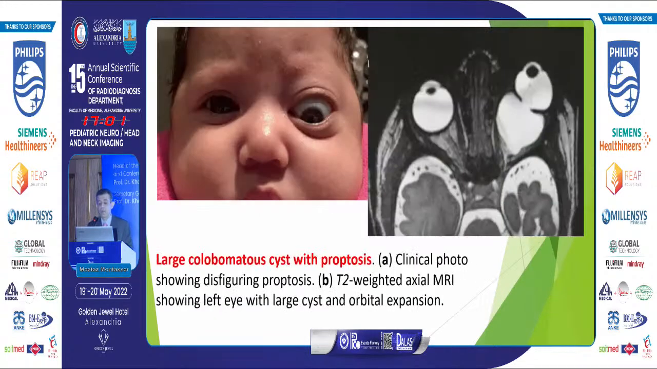This is an example of a young child with left proptosis. On MRI, we found a retrobulbar colobomatous cyst with a small eye globe compared to the right one.